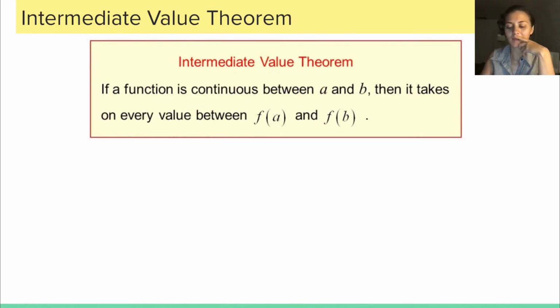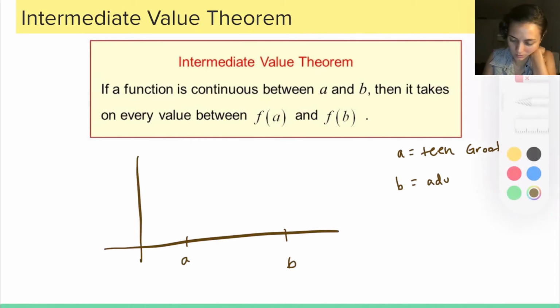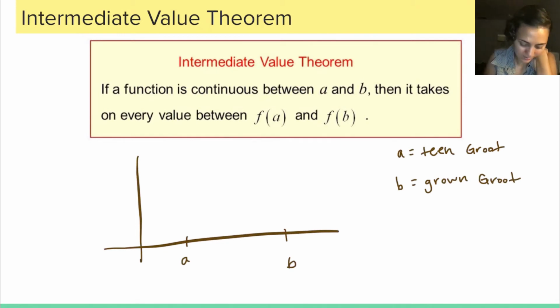Okay, you're like, that doesn't seem related to the group problem, but it actually is. So let's let a equal teen Groot and b equal grown Groot. Then here's his height. So he was 5 foot 9 inches, and then he was 12 feet 4 inches.